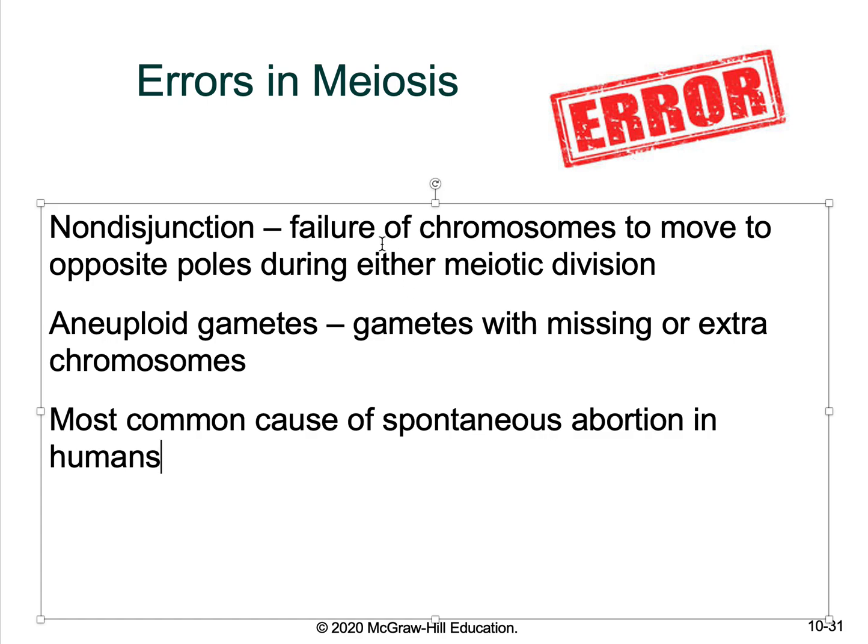For non-disjunction, this is where your chromosomes do not move to the opposite side, and this is a more popular one that can be an error. For this one, it says that gametes have missing or extra chromosomes. But just know that there are errors that can occur during meiosis.